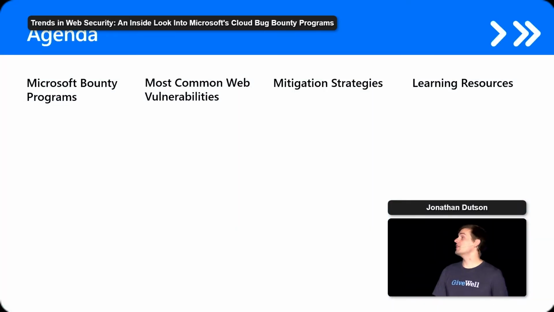So first, I'll talk a little bit about Microsoft's bounty programs. Then I'll go over the most common web vulnerabilities that we've seen over the last year. Then I'll talk about what we do when we see all these vulnerabilities, how we mitigate those, and I'll end with learning resources, some of my favorite resources.